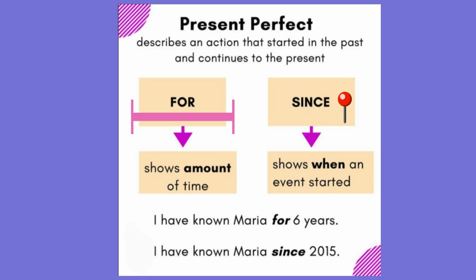So a closer look, again, we have for and since, both answering how long. For we use for amounts of time or duration, and since shows when an action started, the starting point. I have known Maria for 6 years. I have known Maria since 2015.